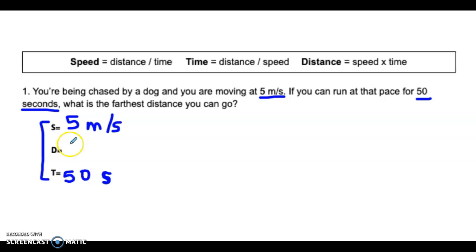All right, all that's left is distance, and there's nothing in my problem that gives distance. It says what is the farthest distance you can go, so that's what I'm trying to solve for. Whenever I have the one that I'm trying to solve for, that's the equation I'll choose. So I'm going to choose this one right here because I'm trying to find the distance. Distance equals speed times time. I'm going to abbreviate that and put D equals S times T.